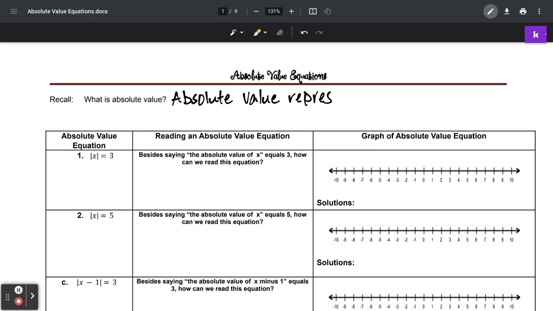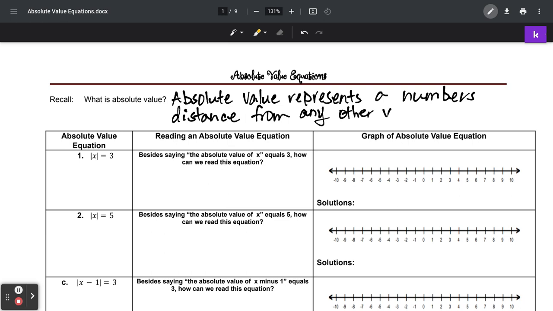All right, so I'm going to put absolute value represents a number's distance from any other value or number, okay? Usually that value is zero. That's basic absolute value, but it's not always zero, okay, guys? All right, so I'm going to put usually it's zero.